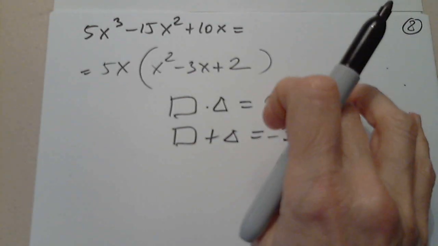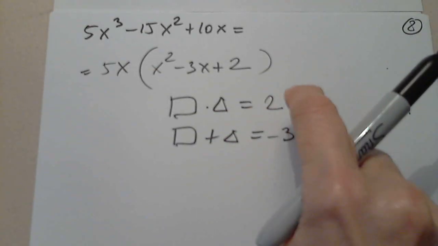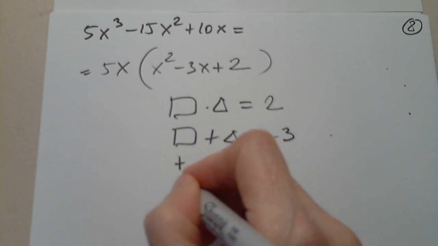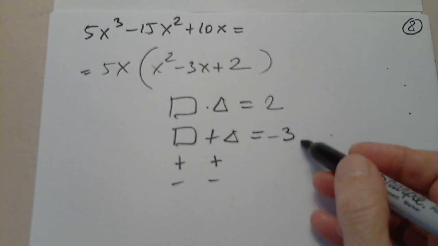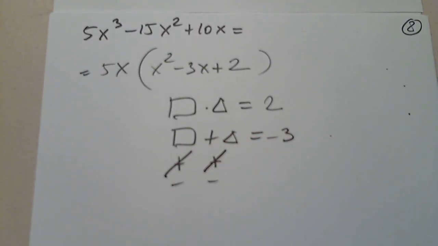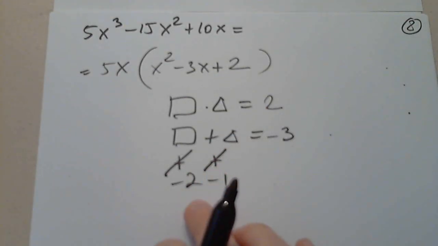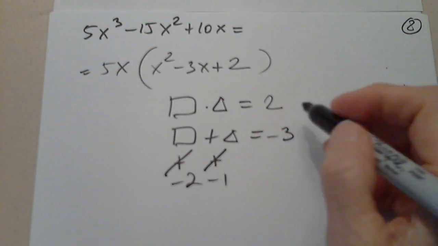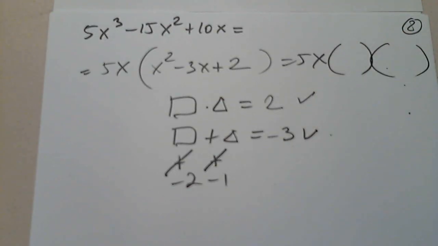We always start with this thinking process. We always start with the product. The product is positive, which means both have to be either positive or negative. Both the same sign. But since the sum is negative, we cannot have positive numbers. They both have to be negative. 2 and 1. So then we know the sum is indeed -3, and the product is indeed 2. Both check.